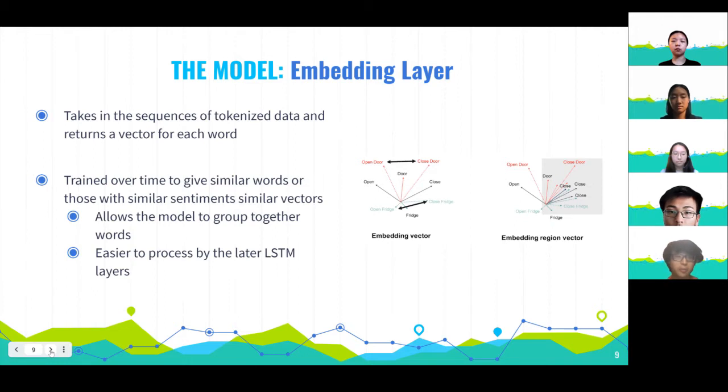The next most important part of our model is the embedding layer. This takes in the sequences of tokenized data that we just generated and returns a multi-dimensional vector for each word. I think we used around 64 dimensions in our final model. These vectors are slowly trained over time to be grouped together with those of similar sentiments. This allows the model to group together words that have similar meanings in order to process them in a similar way, and it is able to use them in the following layers.